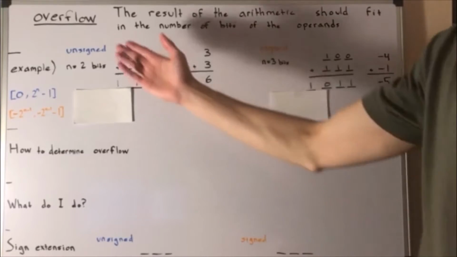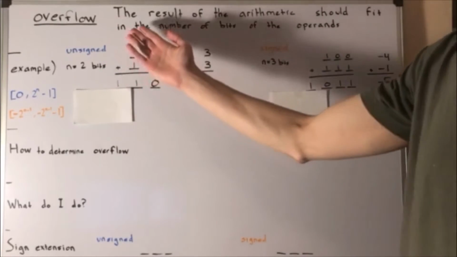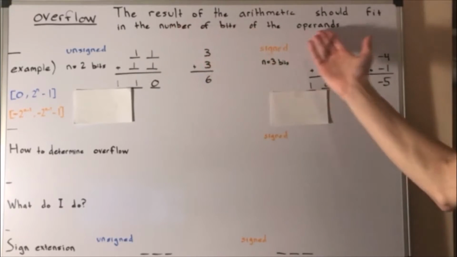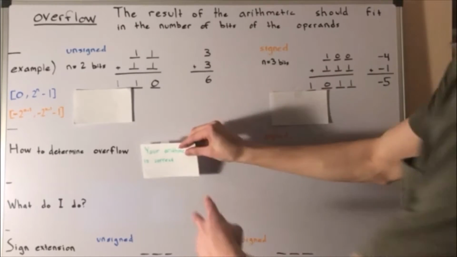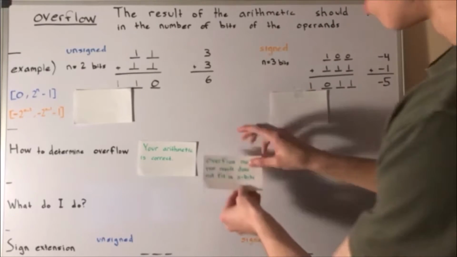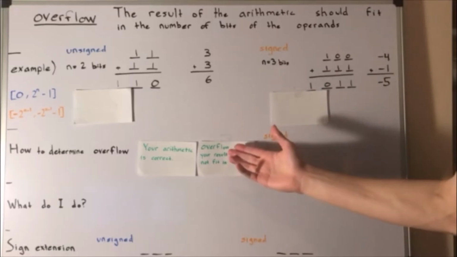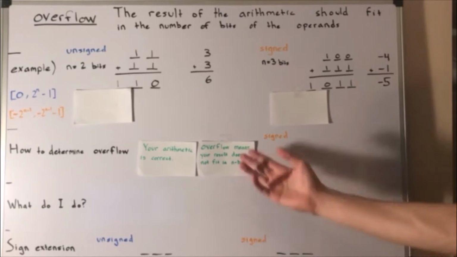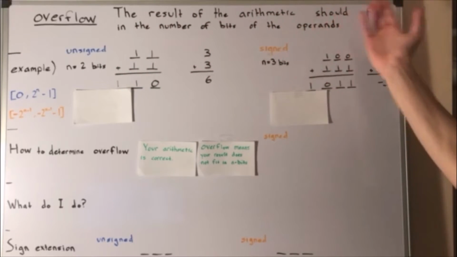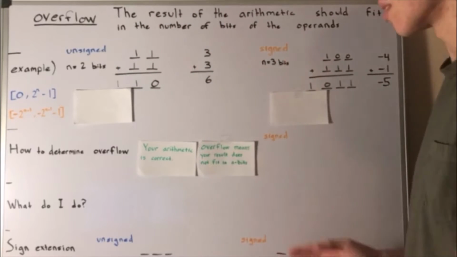I'm going to be explaining the idea of overflow. The idea of overflow is that the result of the arithmetic should fit in the number of bits of the operands. So here are two important things you must know. The arithmetic is correct, and overflow means your result does not fit in n bits. So that's the idea of overflow. The result of the arithmetic should fit in the number of bits of the operands.